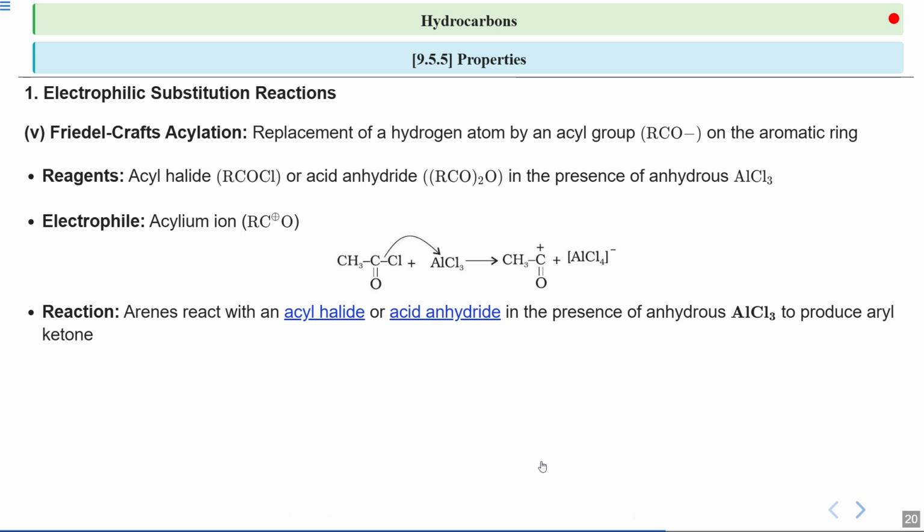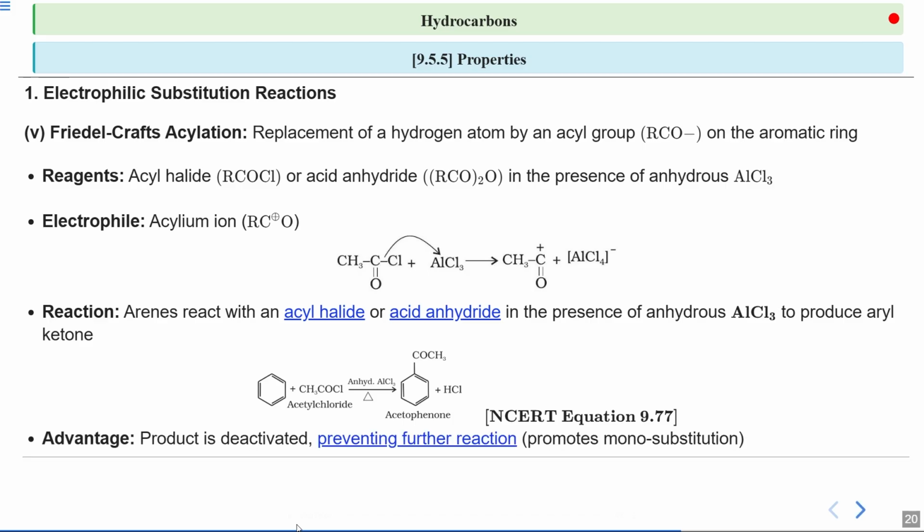Now, the arene reacts with the acyl halide or acid anhydride in the presence of anhydrous AlCl3 to produce an alkyl ketone. So this is your electrophile. The electrophile is being generated. Now what will happen? Your benzene, which is an electron rich species, will attack this electron deficient species to form acetophenone. This is your overall process, and this is a ketonic group. Got it?